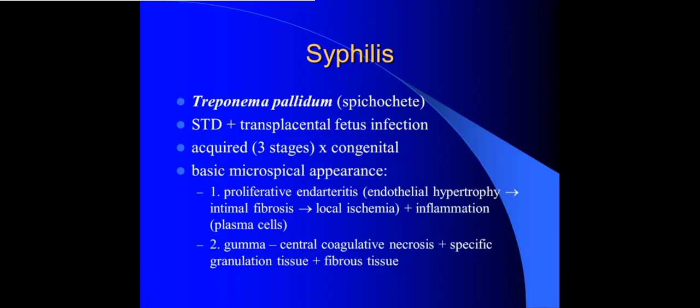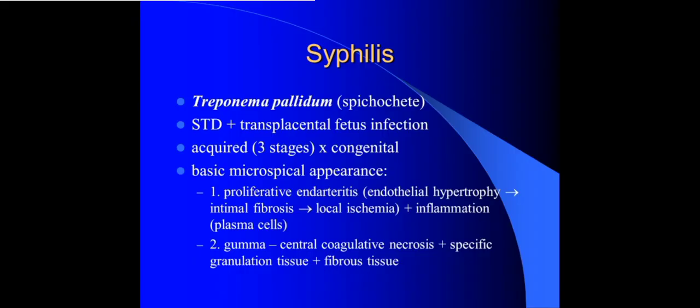Next is syphilis. It is caused by Treponema pallidum, that is a spirochete. It is an STD type of disease. Transplacental fetus infection. It also infects a fetus. If the mother is infected, then it is transferred to the fetus. There are three stages plus congenital.